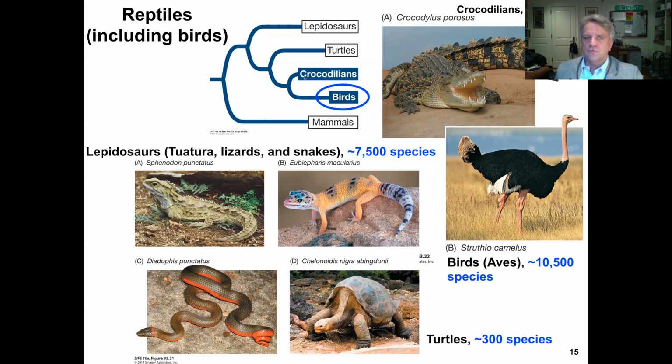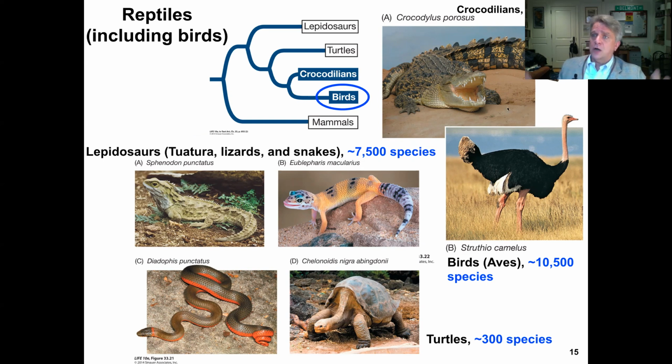So here we have the birds. They are the sister lineage to the crocodilians. And we have the turtles. And then we have the lepidosaurs, which include snakes and lizards, and the tuatara. So if we look at the lepidosaurs, we have about 7,500 species. Then if we look at turtles, there's only about 300 species.